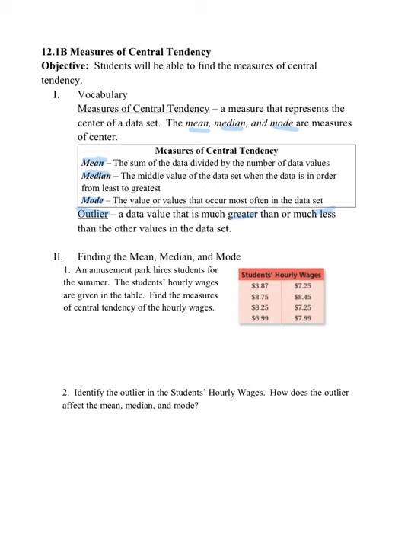So in this first one, it says, an amusement park hires students for the summer. Hourly wages are given in the table. Find the measures of central tendency of the hourly wages. So this is saying I want you to find the mean, the median, the mode. To find the mean, you take all your data pieces, add them up, and divide by how many they are. To find your median, you list the numbers in order from least to greatest, and you find that middle value. To find your mode, you take the one that occurs most often.